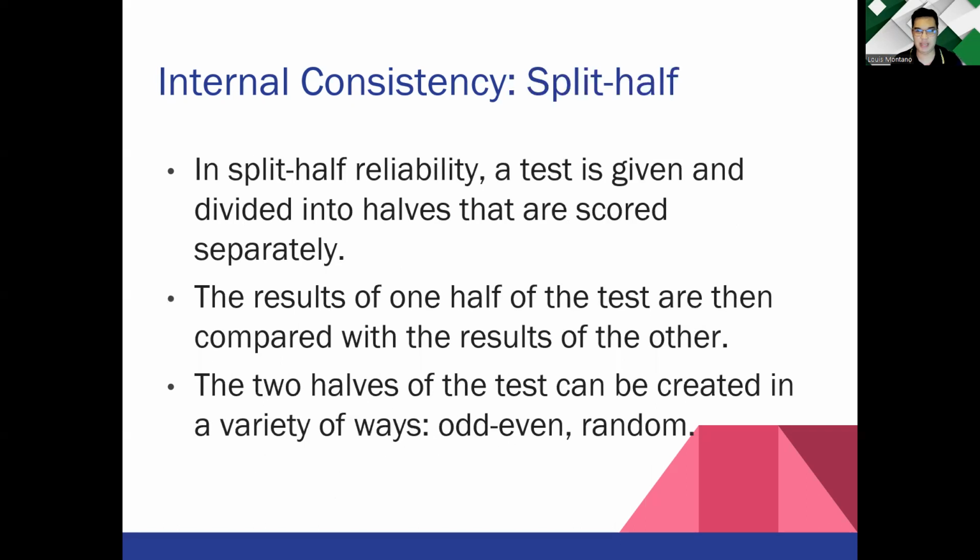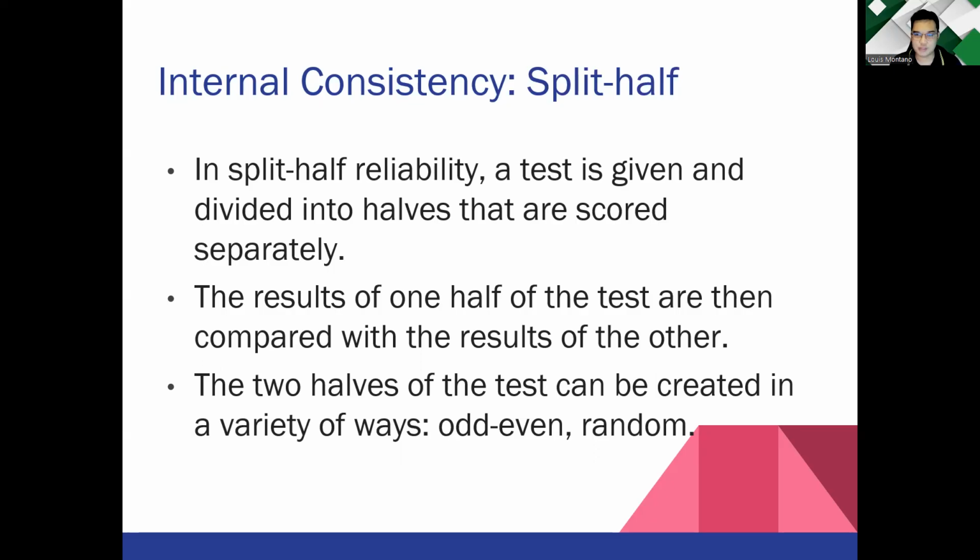So first, we have split half. In split half, a test is given and divided into halves that are scored separately. Okay, so pwedeng mong gawin ito by odd and even. Divide the test, even numbers and odd numbers, get a total score for odd items, get a total score for even numbered items, then you correlate. Okay. So the results of one half of the test are then compared with the results of the other half. Okay? Yun yung ginagawa natin sa split half reliability.